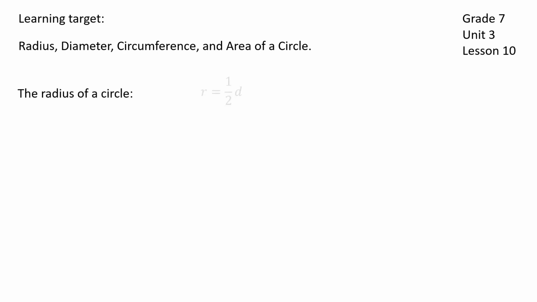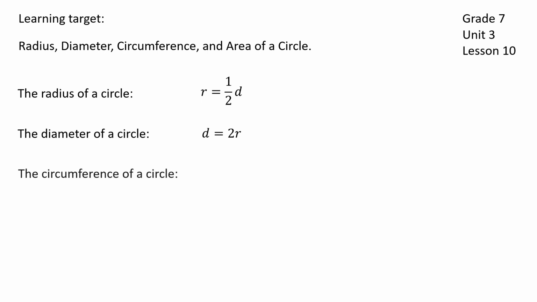Now remember, when we talk about the radius, it's half of the diameter. If we talk about the diameter, it's 2 times the radius. If I want the circumference, now this is the only one where I got a choice. I can either do pi times the diameter to get the circumference, or I can do 2 times pi times the radius. If I know either the diameter or the radius, I can get the circumference. That's the only one where I really have a choice.